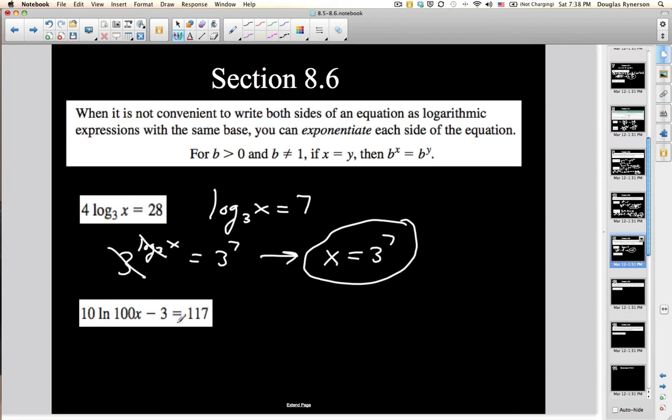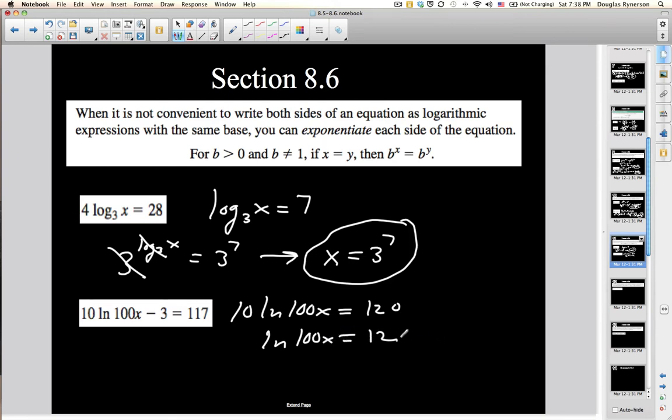Okay, so if I want to solve this, I'd start, again, I want to isolate my logarithm. I'm going to add 3, and then I'm going to divide by 10. So I'll have 10 times the natural log of 100x is equal to 120 by adding 3. Now if I divide by 10, natural log of 100x will be equal to 12.